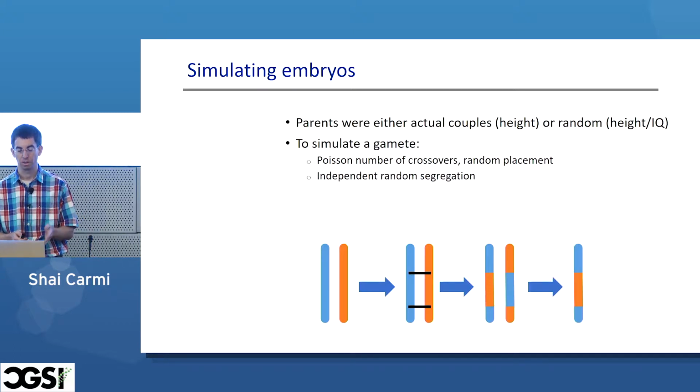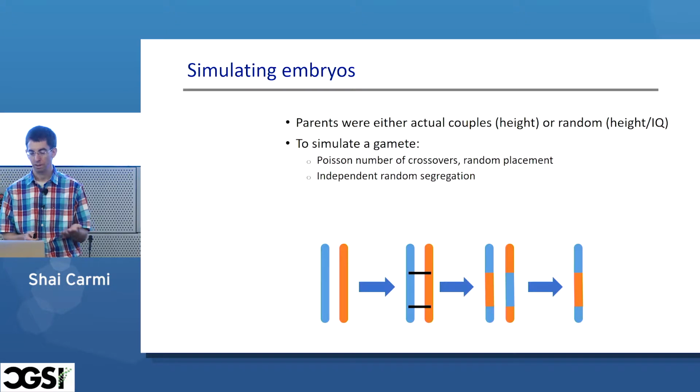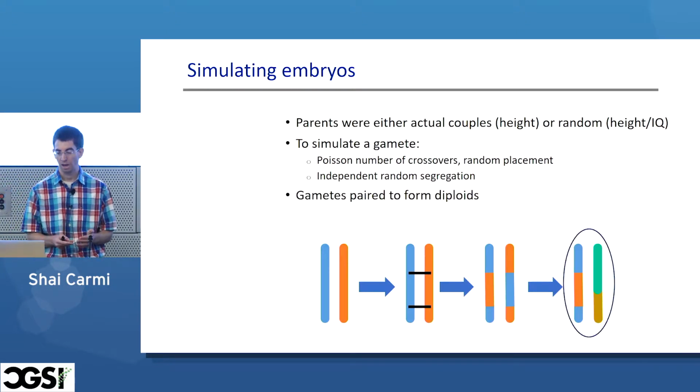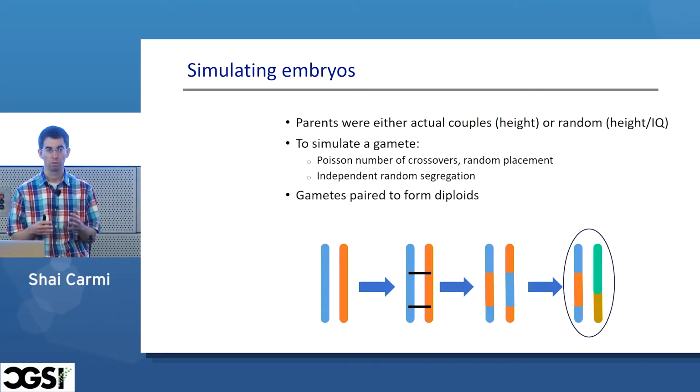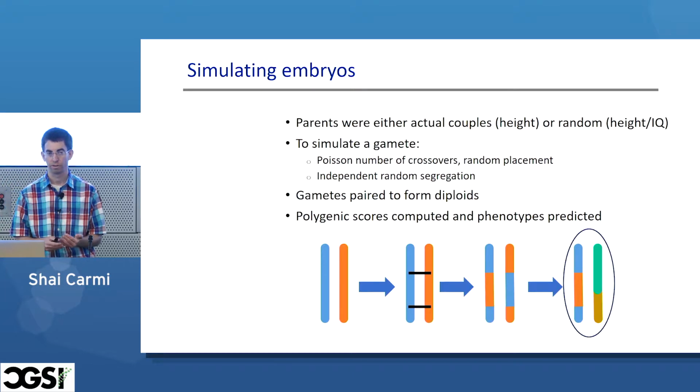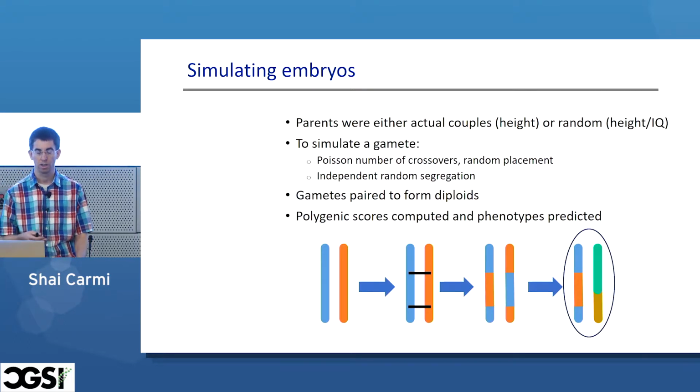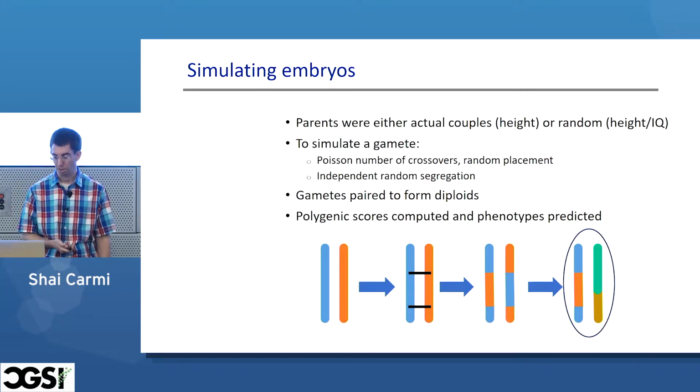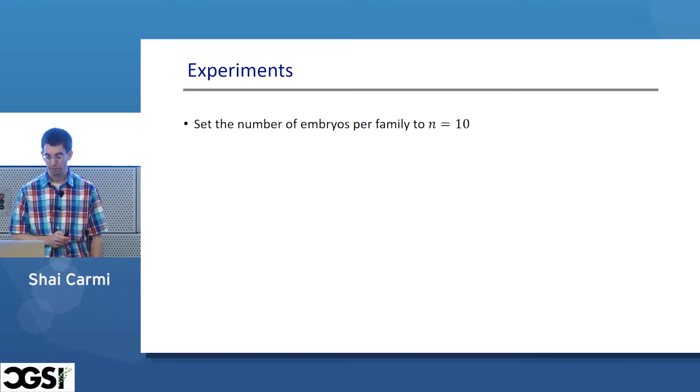We pick one gamete randomly, so we do that for one parent, and then we do that for the other parent. So we have two gametes, and then we unite them to generate the genome of a child, and then we compute the polygenic score of the genome, and then we predict the trait based on the regression line that I showed in the previous slide. Okay, so this is how we simulate.